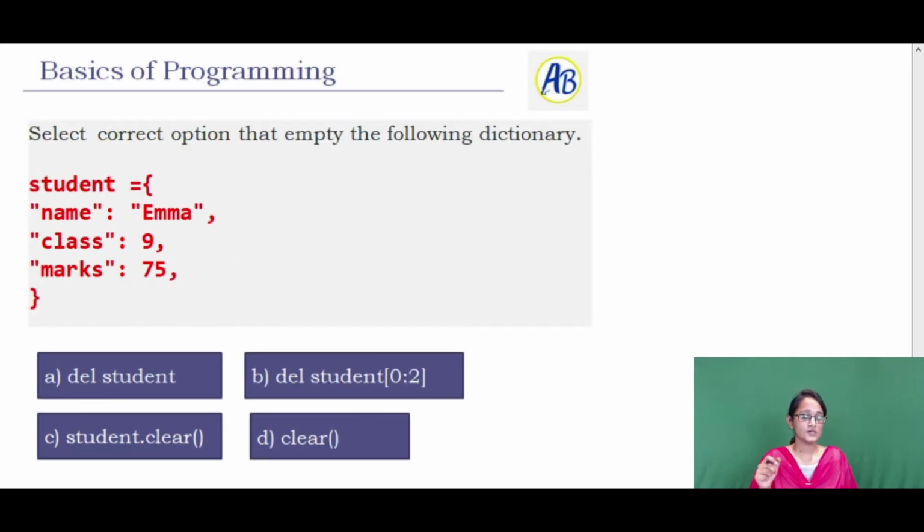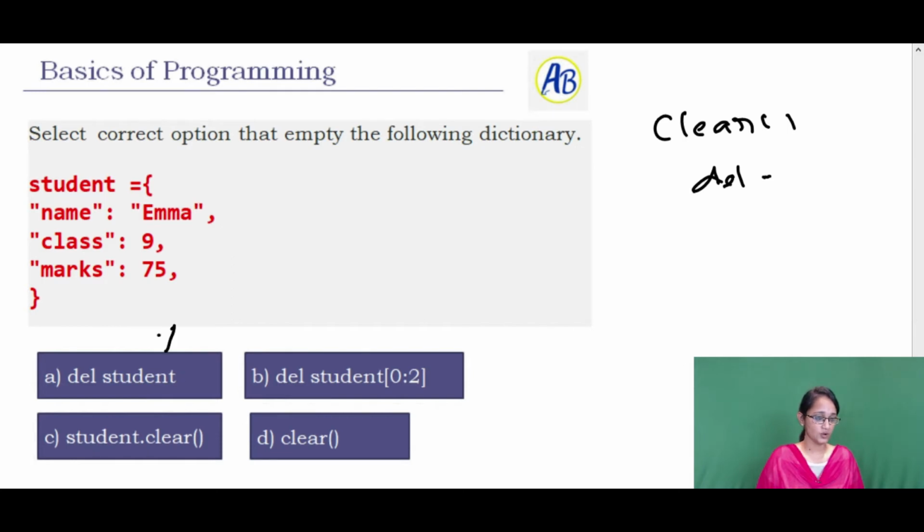Here we have to select the correct option that empties the following dictionary. We already discussed this, which method is used to empty the set and which method completely deletes the set. We know the keyword clear is used to clear the dictionary here, and the delete keyword completely deletes the whole dictionary. So delete student is not applicable, it will completely delete the dictionary. This delete keyword is also not applicable.